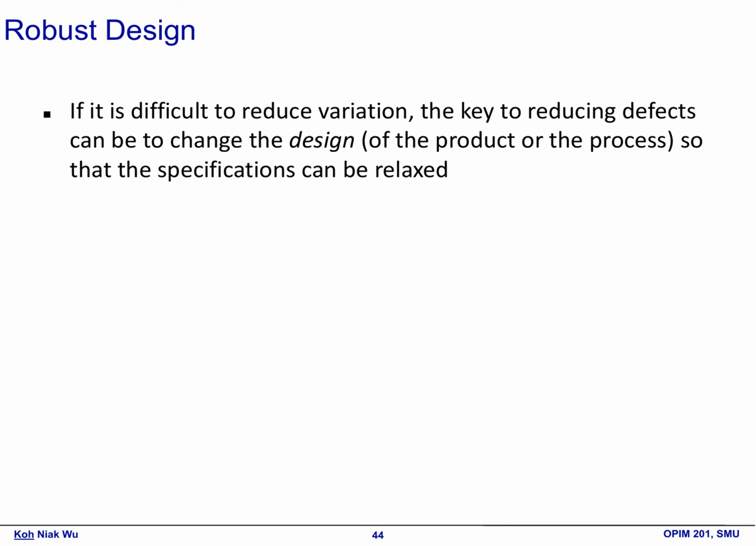In the pursuit of quality, tackling variation is crucial. When reducing defects becomes a challenge, the focus shifts to altering the design of a product or process. This means making adjustments so that the original specifications can be relaxed, without sacrificing quality.